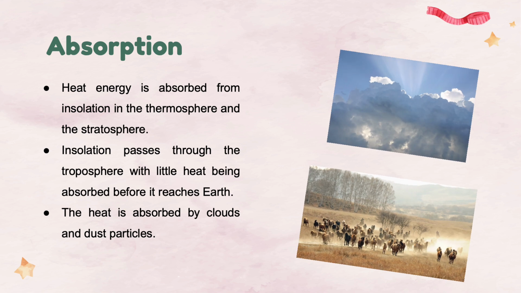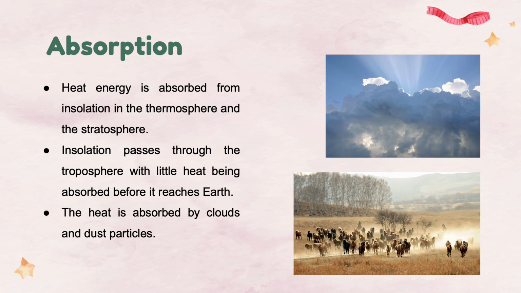Next, we take a look at absorption, where heat energy is absorbed from the incoming solar radiation in the thermosphere and the stratosphere. Remember back to the first video that those layers are hot. The insolation will pass through into the troposphere and only a little bit of heat is absorbed before it reaches the Earth. From there, heat is absorbed by clouds and dust particles, as well as the Earth's surface and other surfaces on Earth.